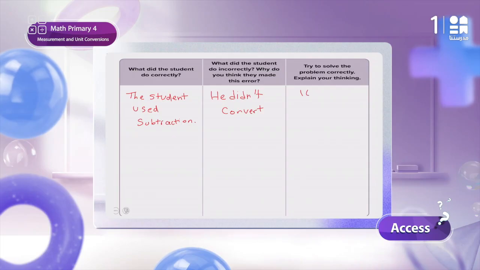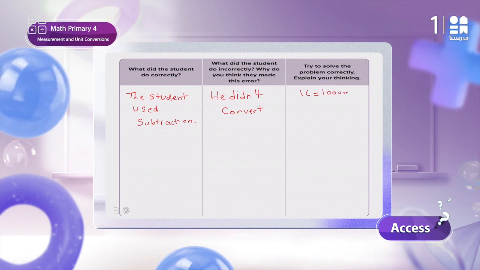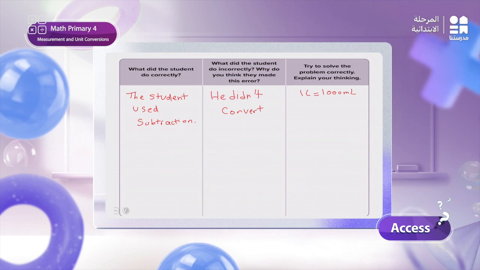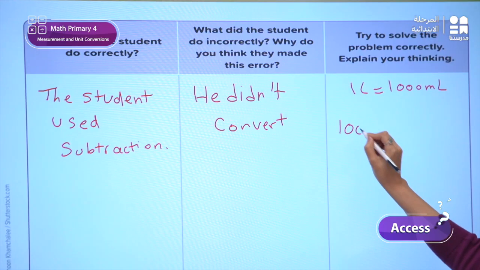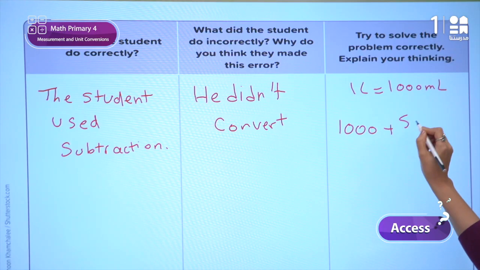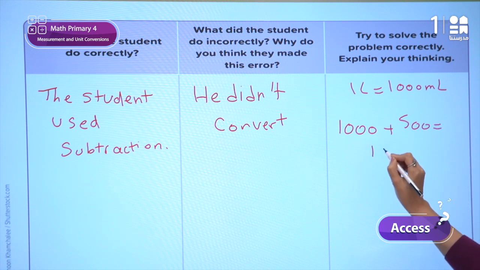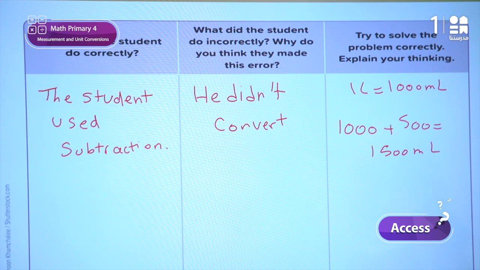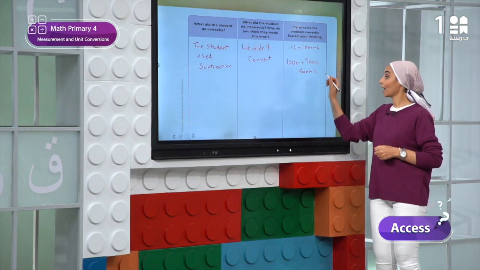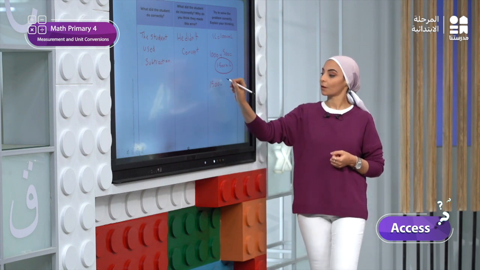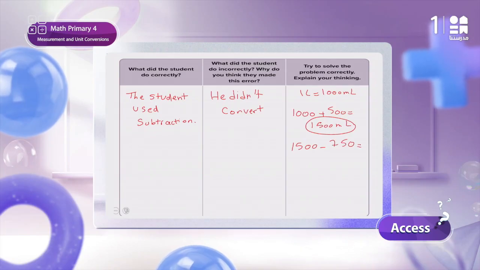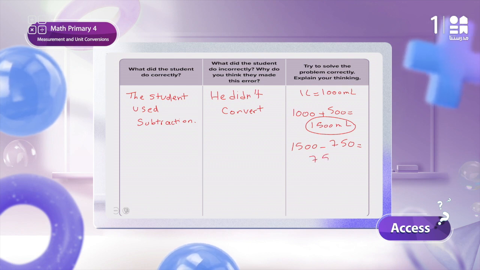We all know that 1 liter equals what? Yes, 1000 milliliters. I have 1 liter 500 milliliters, so 1 liter 500 milliliters equals what? 1 liter means 1000 milliliters, plus 500 milliliters equals 1500 milliliters. Is that all? No. I will do 1500 milliliters minus 750 milliliters. What does it equal? Yes, it equals 750 milliliters, and this is the right answer.